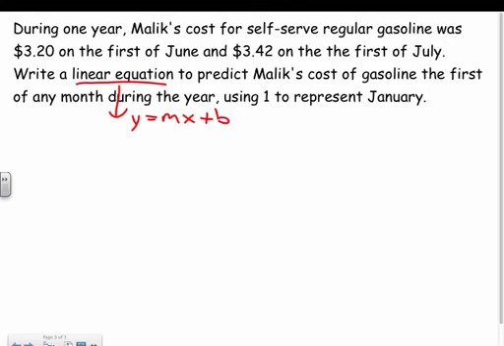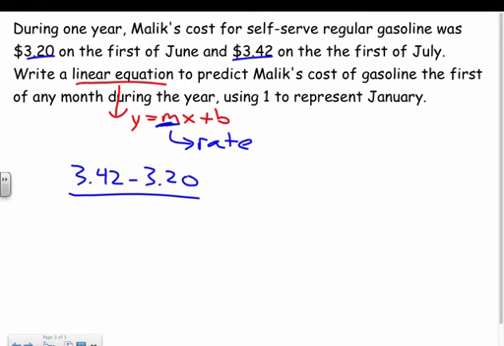Let's break this down. So first things first, got to get our slope. So remember, slopes, that m, those are our rates, right? The rate of change, the slope. And so what's changing here? It's our cost on our gas, right? We're having a cost per month that's changing. So I want to find that rate of change. It went from June to July. So I got 3.42, and I'm going to minus that 3.20. Remember, time always goes on the bottom when we find slope.